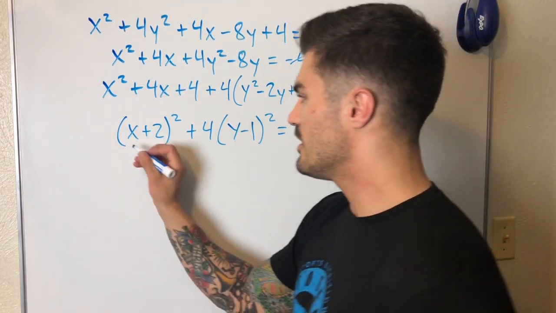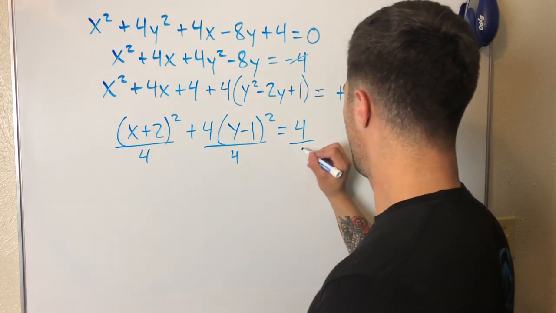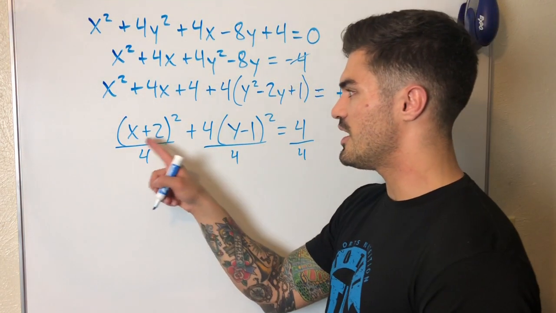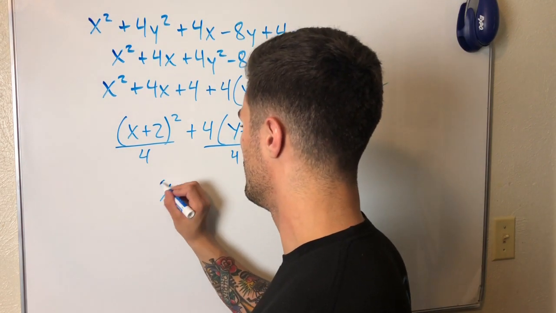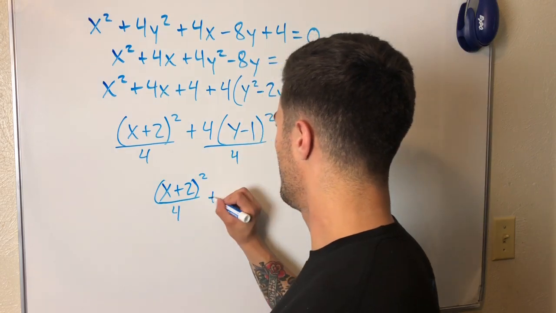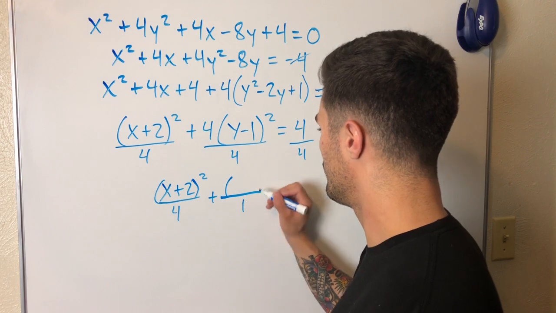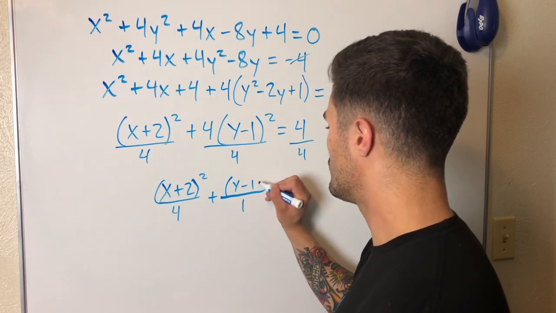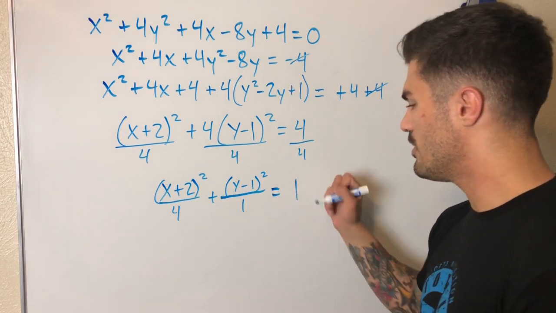So that's what I do. I divide both sides by 4. So I have 4, 4, and 4. So what am I left with? x plus 2 squared over 4. This is going to be my final equation. x plus 2 squared over 4 plus, these 4's cancel. Now I have a 1 on the bottom, right? This is y minus 1 squared over 1 equals 1.